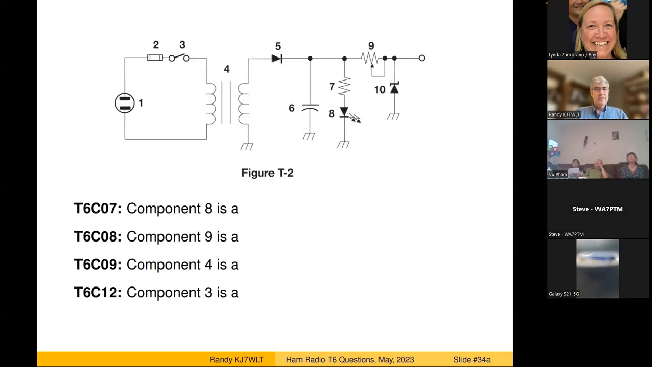Oh boy, here's another schematic diagram. Getting a little more complicated here, but I think we've seen most of these already. So components 8, 9, 4, and 3 are the ones that are asked about on various questions. So I'll give you a minute to think about those components in particular: 8, 9, 4, and 3.